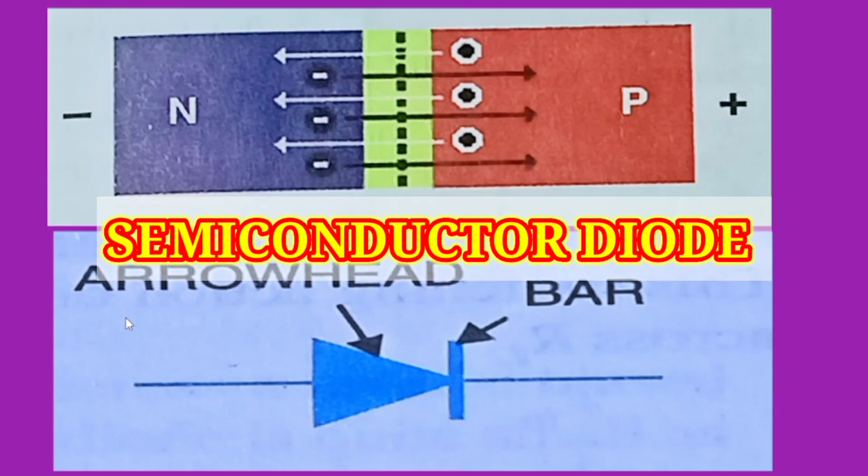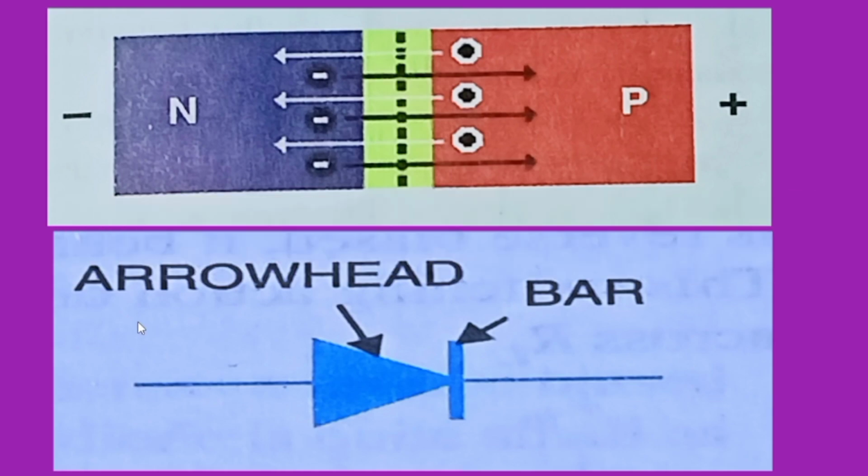A PN junction is known as a semiconductor diode or crystal diode. A crystal diode is usually represented by the schematic symbol as shown here. The arrow in the symbol indicates the direction of easier conventional current flow. So this is the arrowhead and this is the bar. Arrowhead is the P side and bar is the N side.